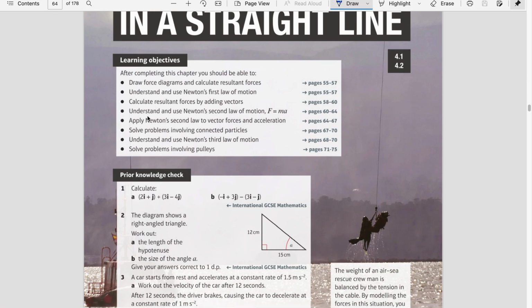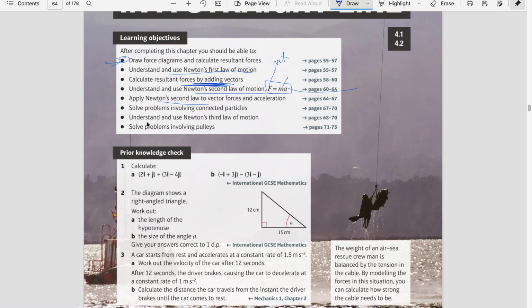Learning objectives would be: draw force diagrams, that's an easy task. Understand the use of Newton's first law: an object at rest will remain at rest, and in motion will continue its motion. Calculate resultant forces by adding vectors, exactly like the ones we covered in chapter 3, in i-j form. Understand the use of Newton's second law, F equals ma, where F is the net force given the mass and the acceleration of the object. Newton's second law for vector forces and acceleration.